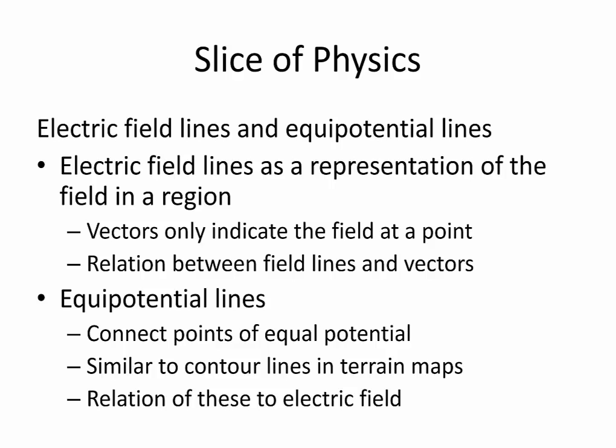Then we will discuss equipotential lines. We'll see that these are lines that connect points of equal electric potential. The gravitational analogy of these would be points that connect equal gravitational potential, which translates to equal altitude from mean sea level, and you would have seen these as contour lines on terrain maps. And then we'll look at how equipotential lines and electric field lines are related.